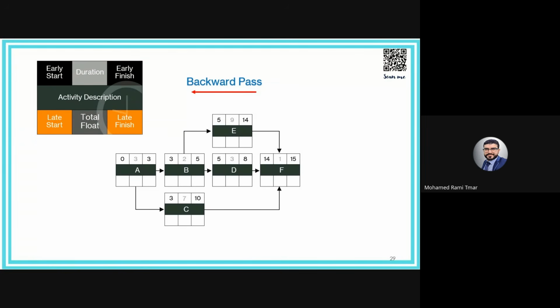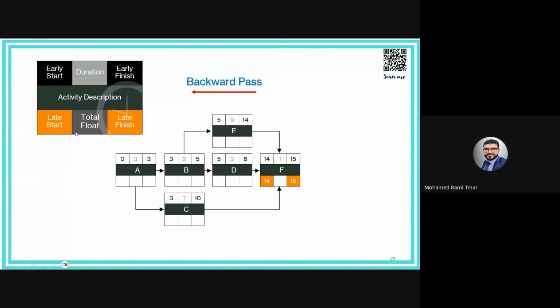Now, let's go to the backward pass. So step 4 is to perform the reverse pass, which is the backward pass. And note that this is completely the reverse. We will do subtraction instead of addition. And the lowest late finish gets carried back to the predecessor from the successor.